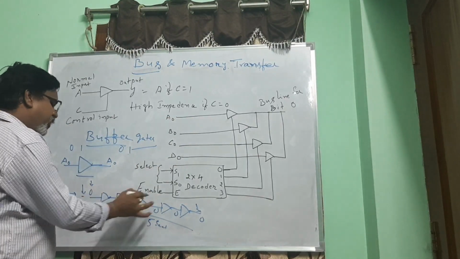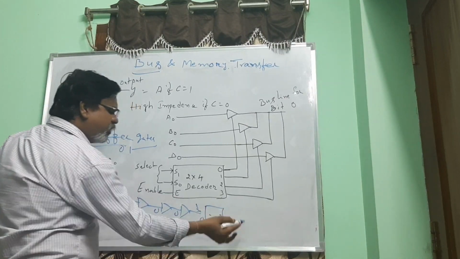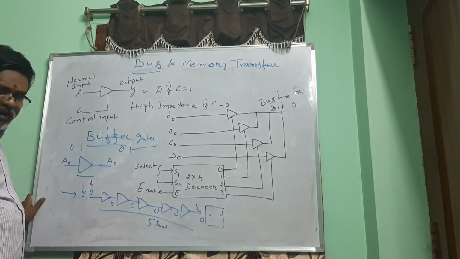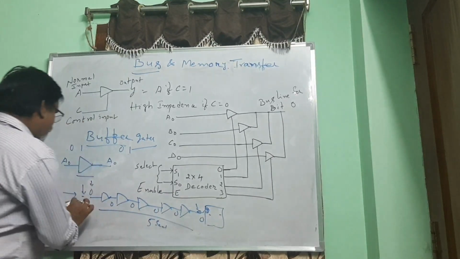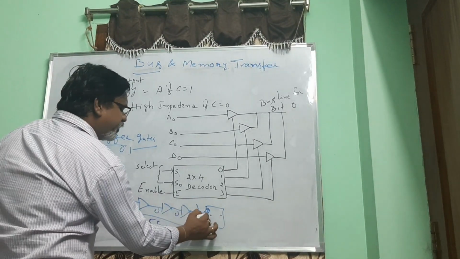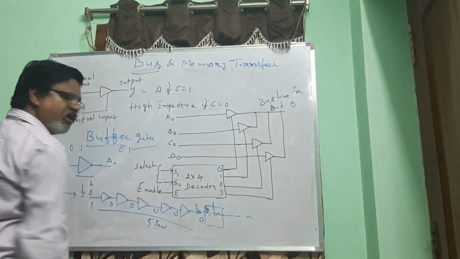That's why 5 buffers will be used in the circuit what we are going to get. So like that, 0, 1 is given as 1, 0 is given, and next 1 comes, that 1 also will be given. Like this, the data will be passed out from the circuit after performing certain operation.